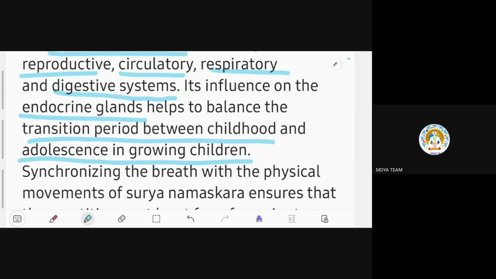From seven years onward, we can allow kids or children to practice Surya Namaskar. Before seven years, the body is not fully made up, the bones are still growing, lots of glands are still growing, the tissues are growing inside the body. So we majorly do not suggest yoga practice, especially Surya Namaskar, before seven years of age.